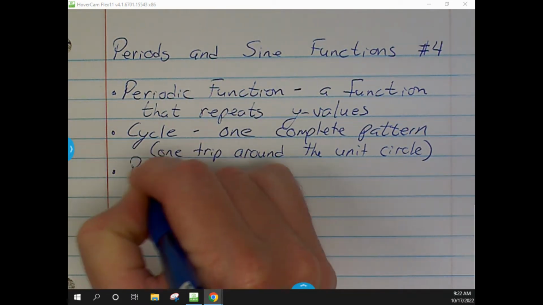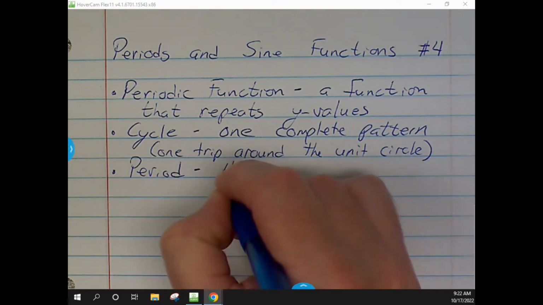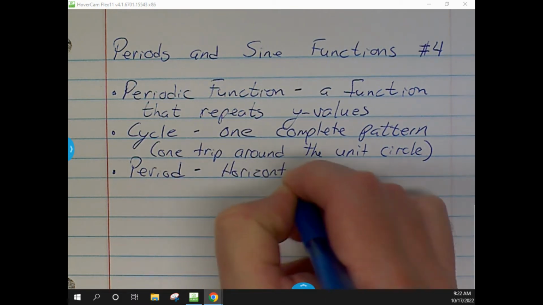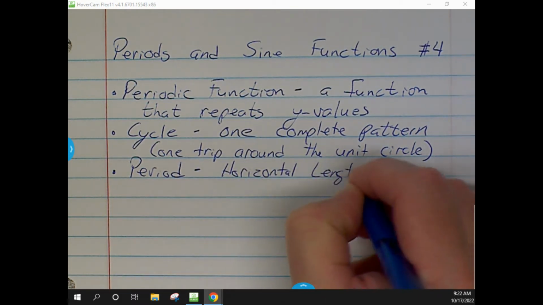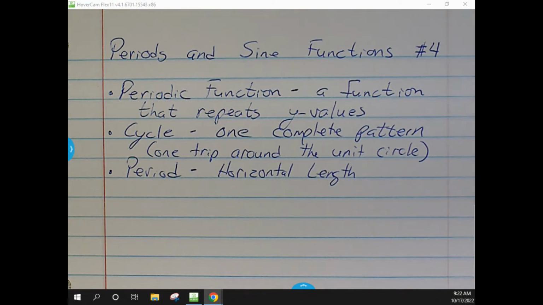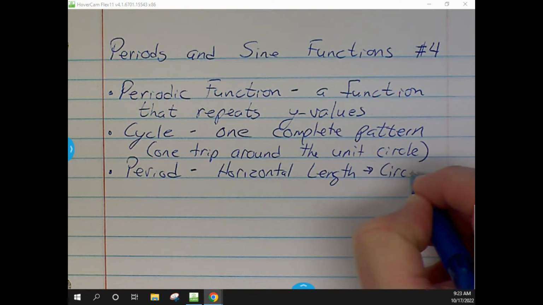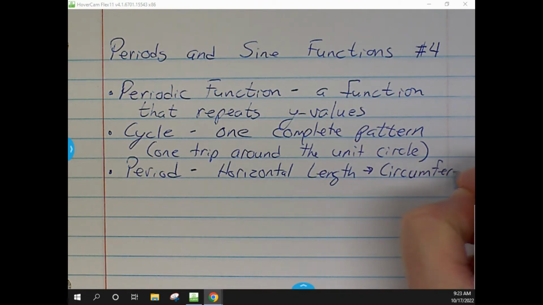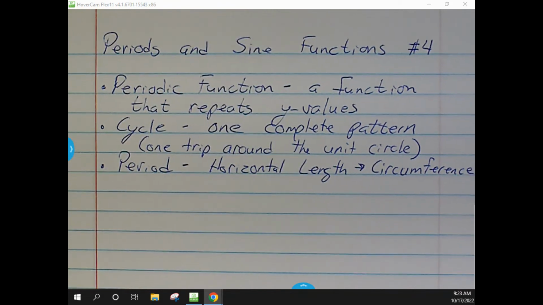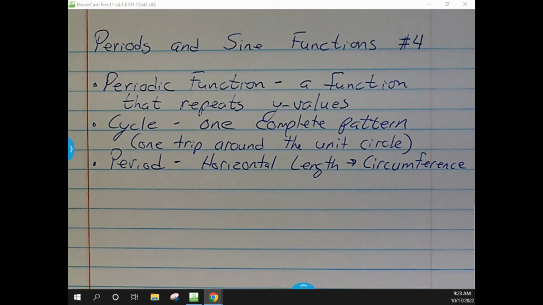All right, when we talk about a period, that is the horizontal length. And again, if we think about what we're doing at this point, because we're still kind of tying back to the unit circle, that's going to be your circumference. So again, this is where we're kind of bridging the gap. We're going from unit circle back to an XY coordinate plane kind of thing. So we're bridging the two parts and pieces of it.